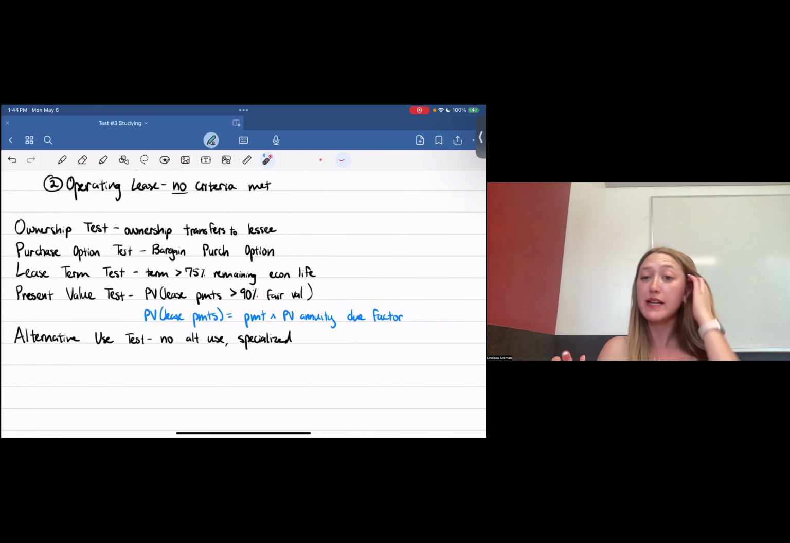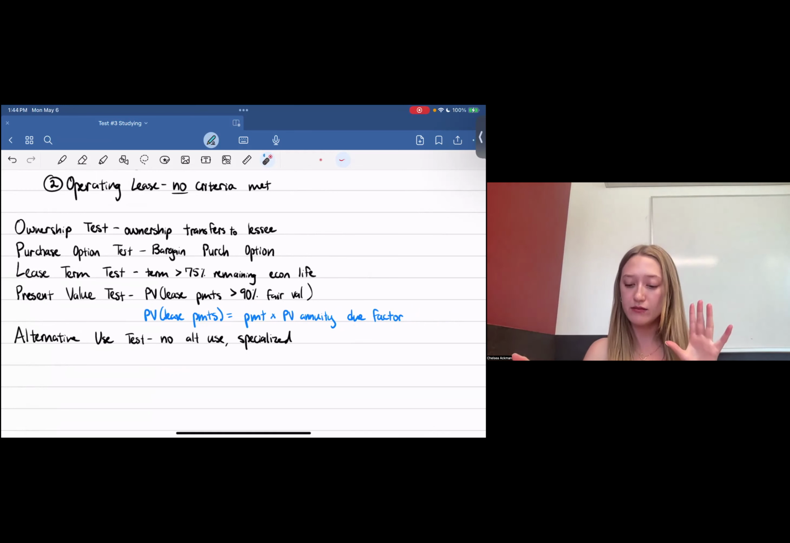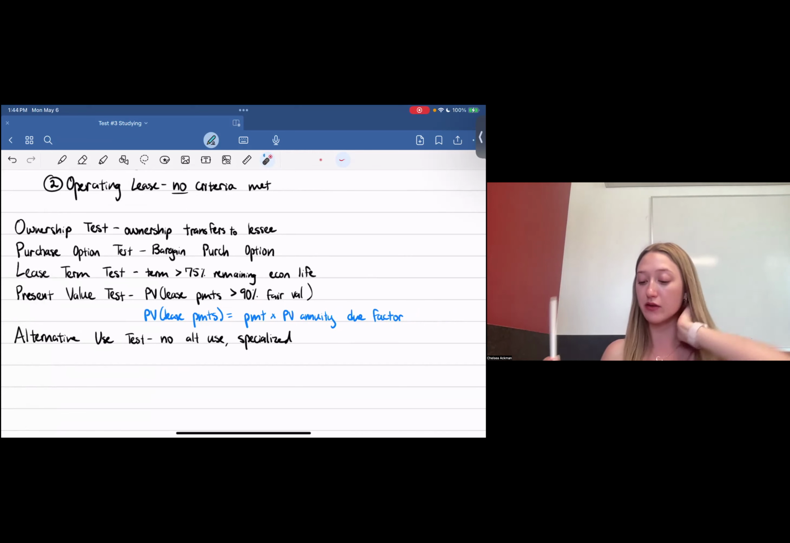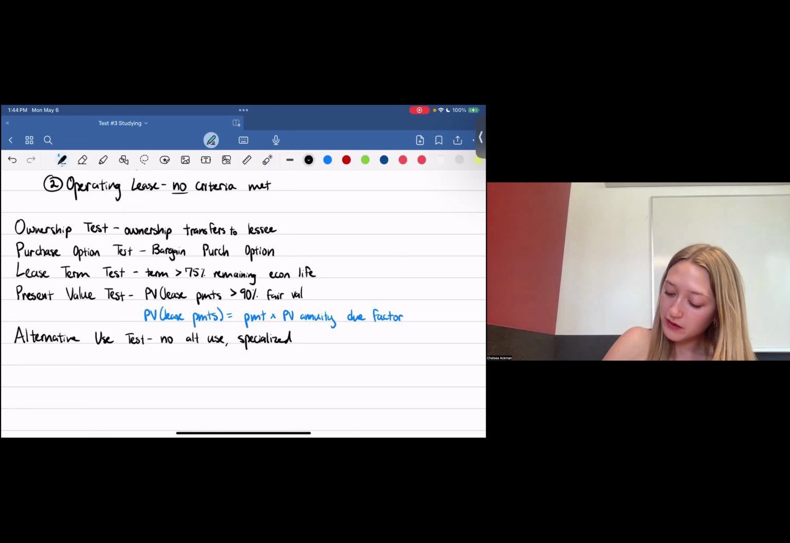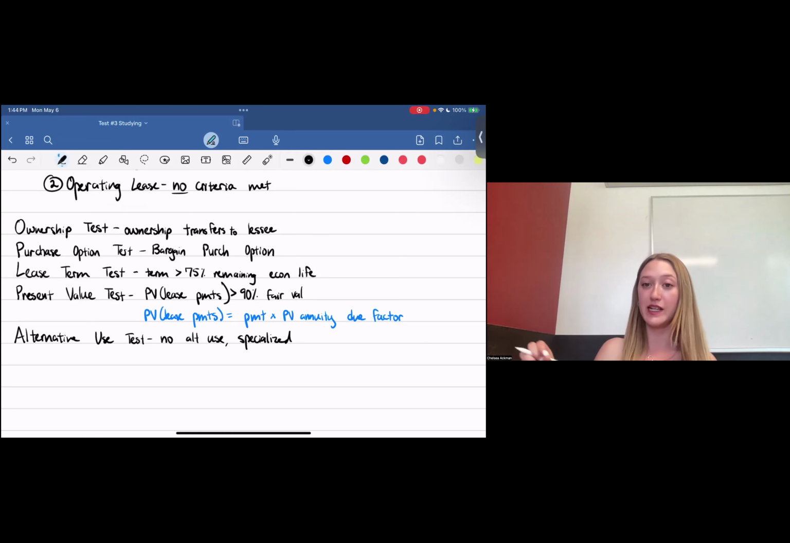So the first test is an ownership test. The ownership test states that ownership will transfer to the lessee at the end of the lease term. A purchase option test means that there's a bargain purchase option within the lease terms. Lease term test means that the term of the lease is greater than 75% of the remaining economic life of the item that is being leased. The present value test means that the present value of the lease payments is greater than 90% of the fair value of the asset.